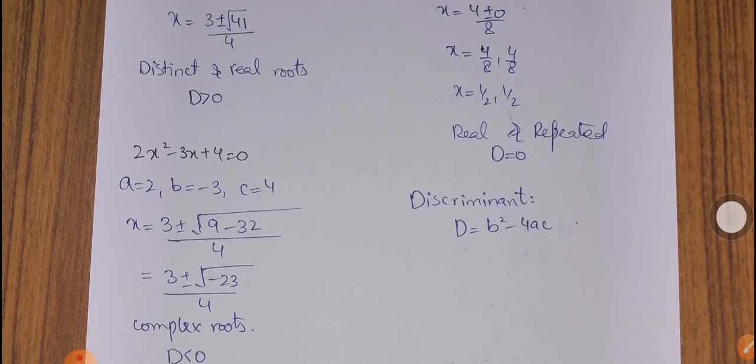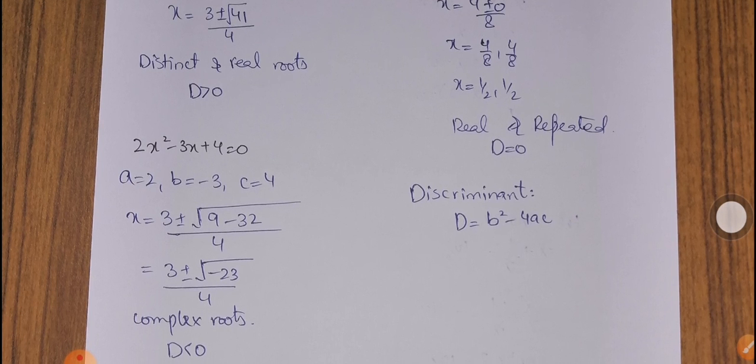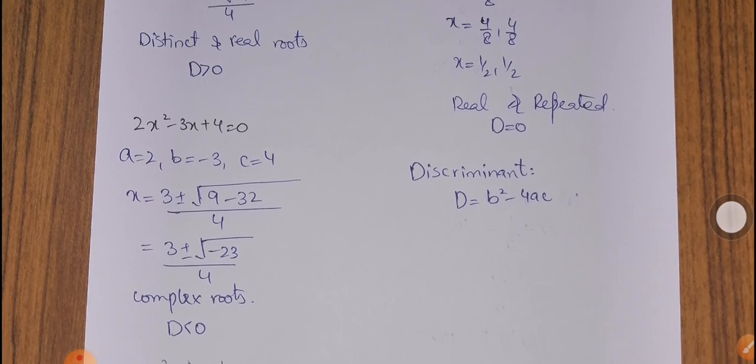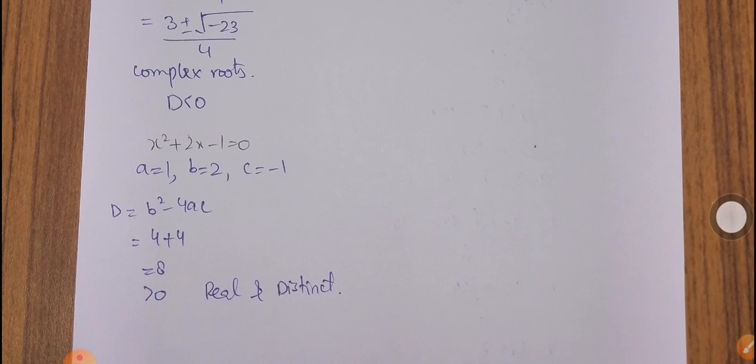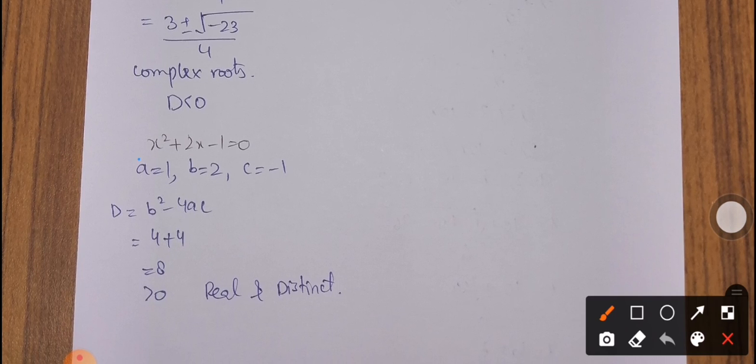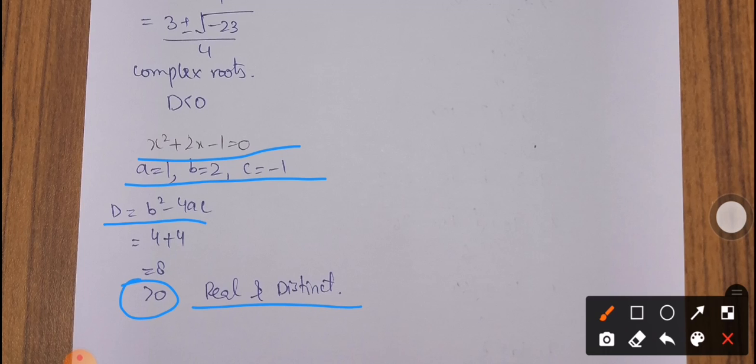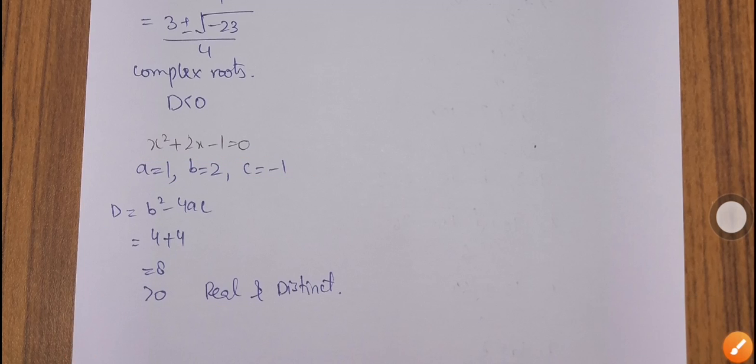Whenever it is positive, we are going to have real and distinct roots. For 0 we are having real and repeated roots, and for negative ones we will have complex roots. For example, if you are asked to discuss the nature of the roots without solving the equation, and the equation is x square plus 2x minus 1, we will compare it with the general form of the quadratic equation to get the values of a, b and c, which are 1, 2 and minus 1 in this case, and then we will find the discriminant, which is positive. It means we are going to have real and distinct roots in this case.